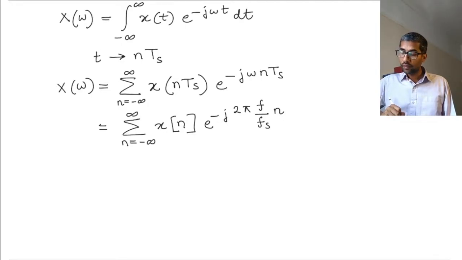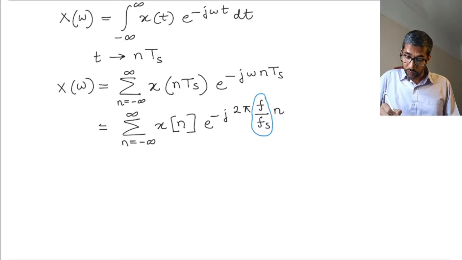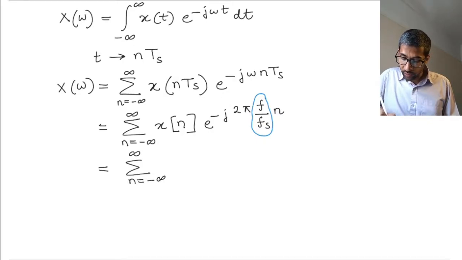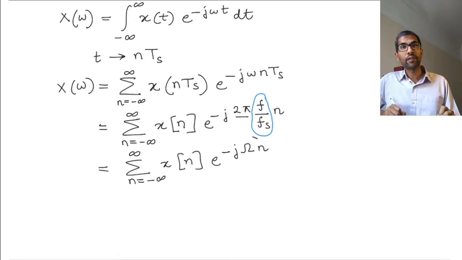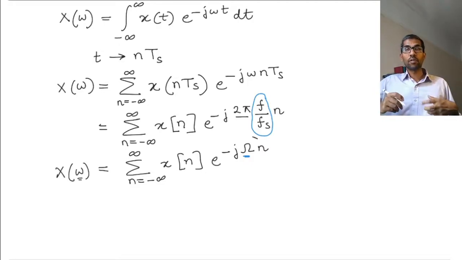Is that all right? So what is this quantity, f over fs? I'm sure you remember that this is our normalized frequency. So I could write this as the summation of n equal to minus infinity to infinity of x[n] e to the power minus j times 2 pi times the normalized frequency, which gives me the angular frequency, so capital omega times n. Now here we have made this variable capital omega, but on the left hand side of the equation we still have the variable omega, and we want to replace this with something associated with capital omega.